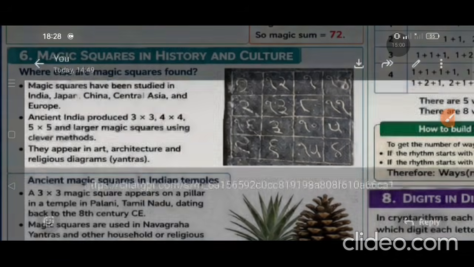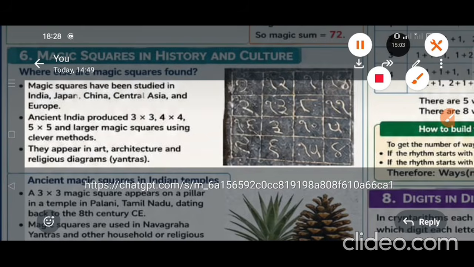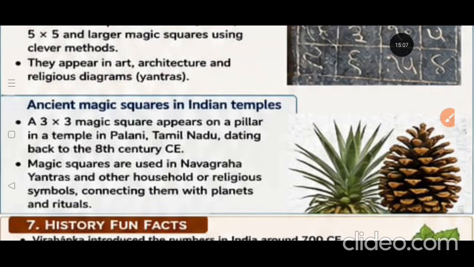Ancient magic squares. Now, ancient magic squares in Indian temples. A 3 by 3 magic square appears on a pillar in a temple in Palani, Tamil Nadu, dating back to the 8th century CE. Magic squares are used in Navagraha Yantra and other household or religious symbols, connecting them with planets and rituals.